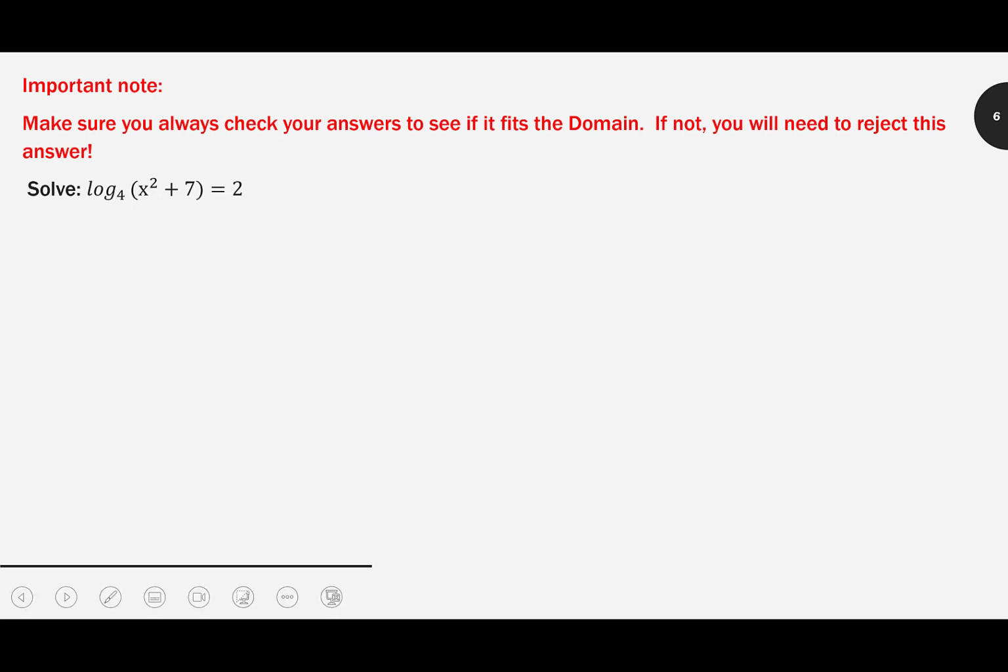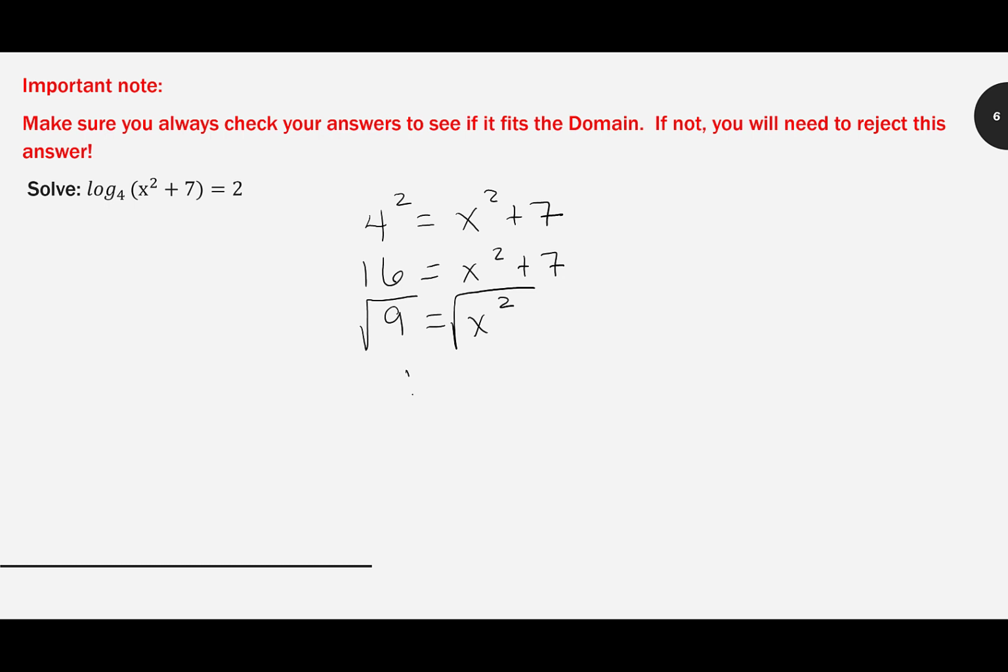So here's another one. I have the log base 4 of x squared plus 7 is equal to 2. So first thing I see is I only have one log. I use the definition. 4 squared is equal to x squared plus 7. So 4 squared is 16. That's x squared plus 7. I move the 7 over, so now I have 9 is x squared. And remember, when you take the square root, to give both answers, plus and minus 3, it's x. So I have two solutions. Luckily, when I plug them back in, the first thing I do is square them, which makes them positive. So they're both in the domain. So I do have two solutions this time.